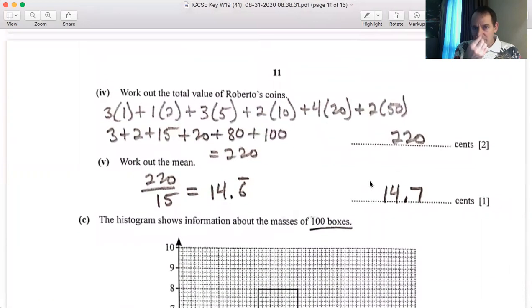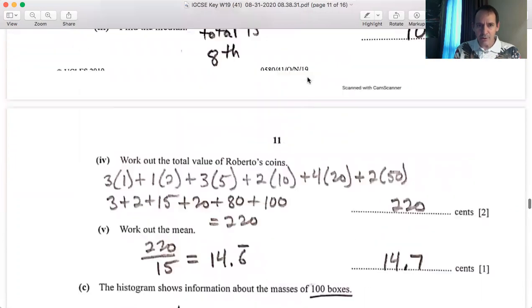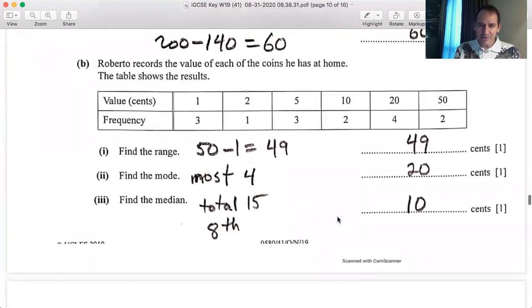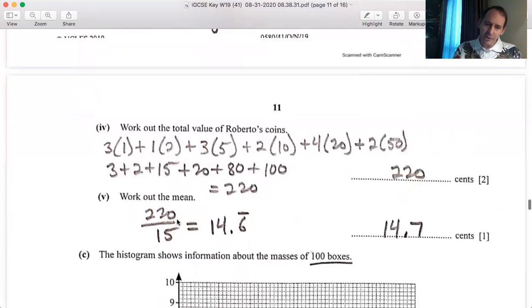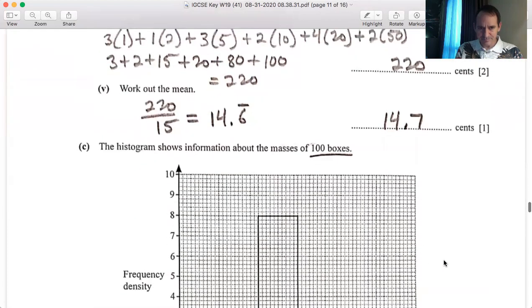Work out the total value of Roberto's coins. So he has 3 1-cent pieces. You just multiply all these: 3 times 1, 1 times 2, 3 times 5, 2 times 10, 4 times 20, and 2 times 50. And you add those up and you get 220 cents total. And then work out the mean. Well, there's a total of 220 cents divided by 15 coins. So the average value of a coin is 14.666, or 14.7 cents to 3 significant figures.